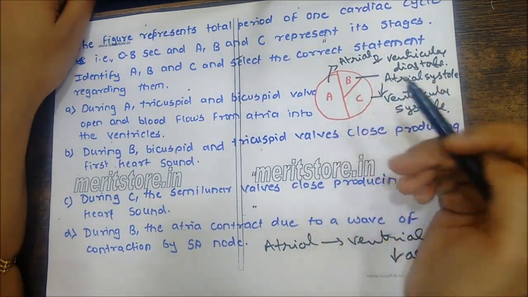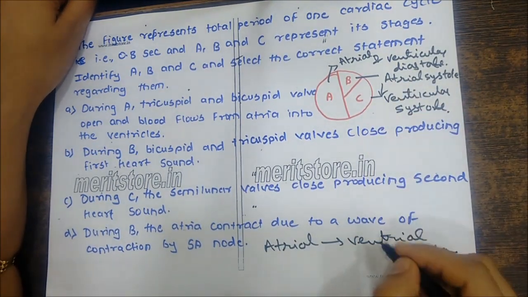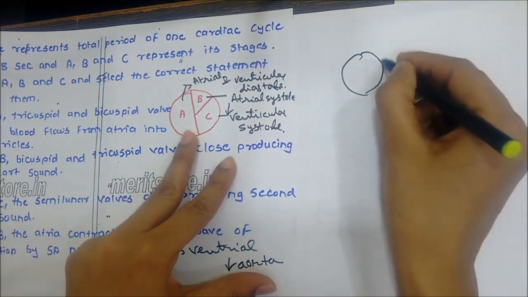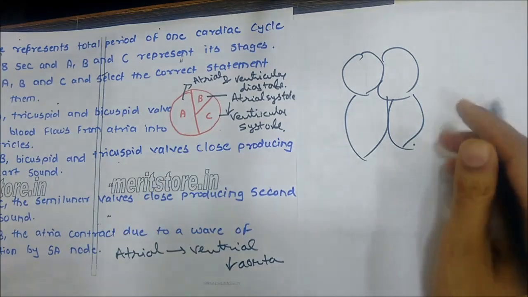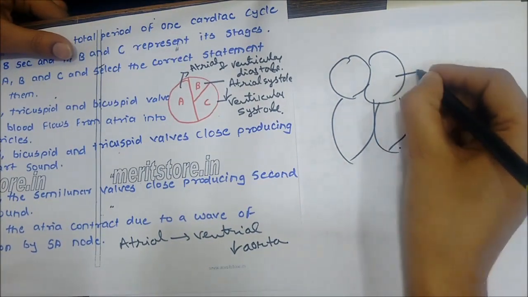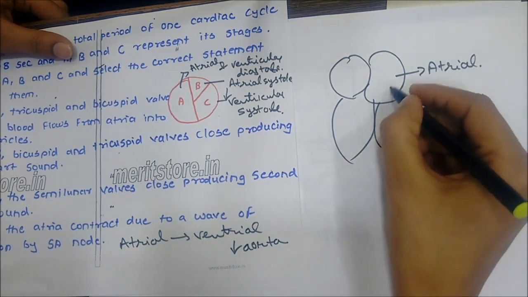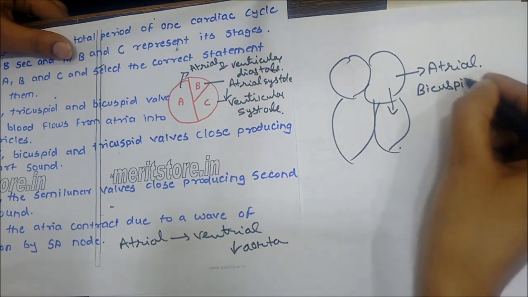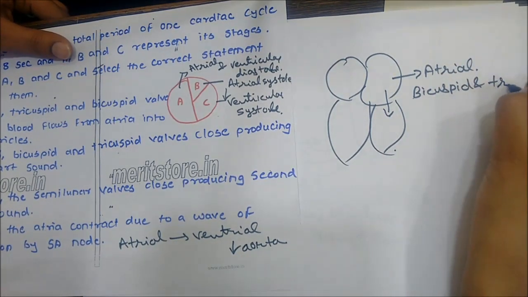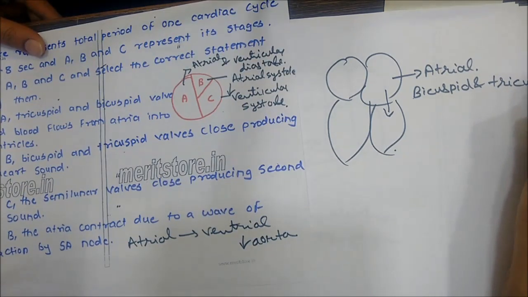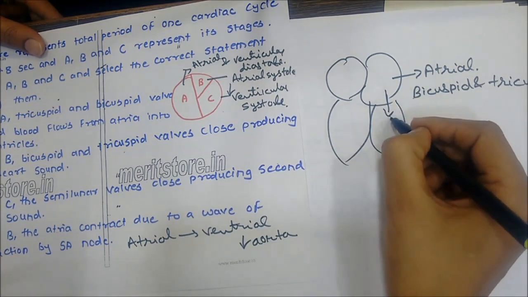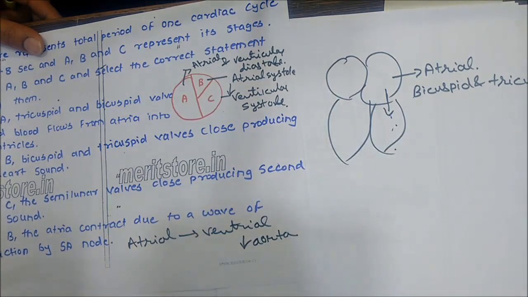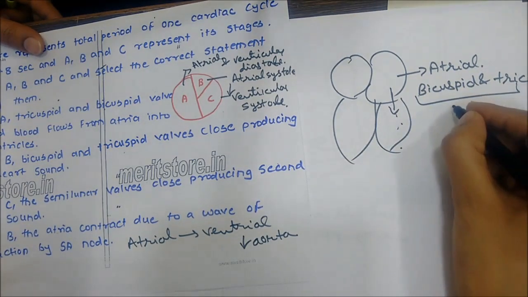From atria, the purified blood will go into the ventricles because of the opening of bicuspid and tricuspid valves. At the start of atrial systole, the atria will contract, and all the blood from atria will go into the ventricles by means of the bicuspid and tricuspid valves, by the wave of contraction of SA node. The atrial contraction will start and the ventricles will fill. This stage is called atrial systole.